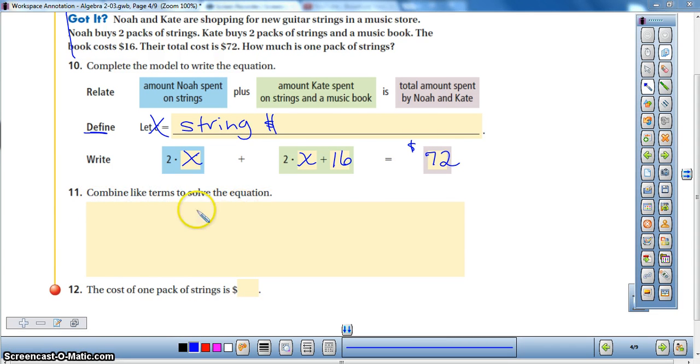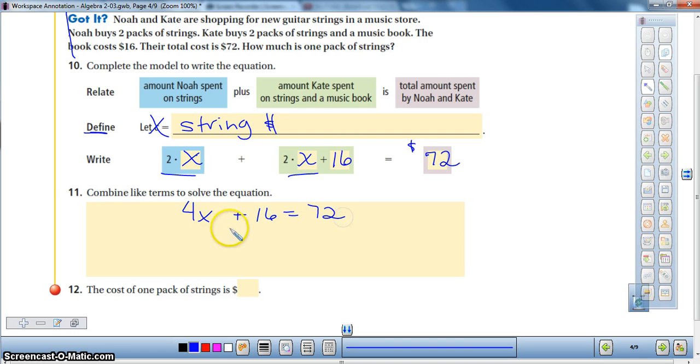Combining like terms. We have 2x and 2x. I have 4x plus 16 is equal to 72. If we're solving, we now subtract our like terms. So we're subtracting 16 from both sides. Our next step is going to be to finish the problem with 4x is equal to, and in this case we should have 56, and we are going to divide both sides by 4.